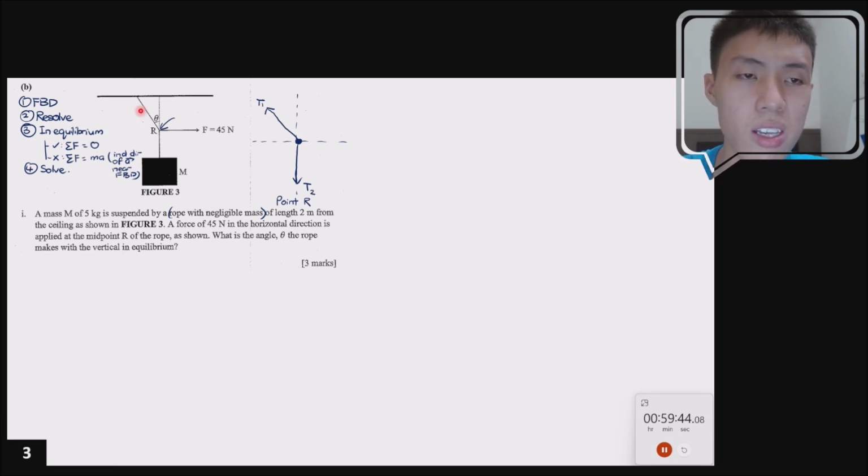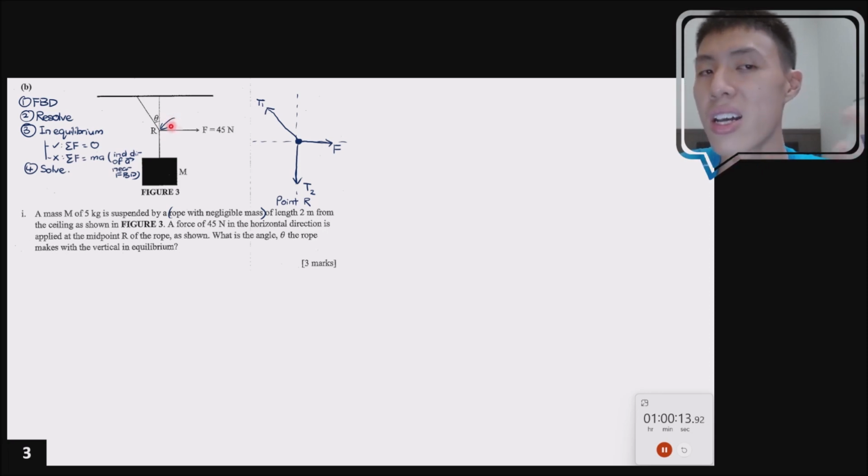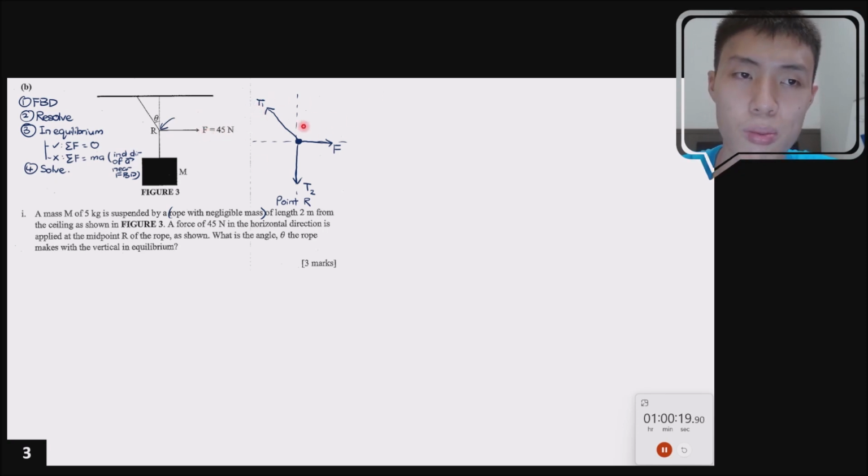Okay, next question, is there any force explicitly stated in the diagram or in the question? Yes, they explicitly stated that there's an external force of 45 Newton acting on point R. So yes, there will be an external force. Next, is point R in contact with any surface? No, it's not in contact with any surface, so no normal force. Fifth question, if it's in contact with a surface, is it rough or smooth? In this case, it's not in contact with any surface, therefore no rough, no smooth, no friction as well. So this is a complete free body diagram, but we still need to label the angle. Now this is a complete free body diagram for point R.